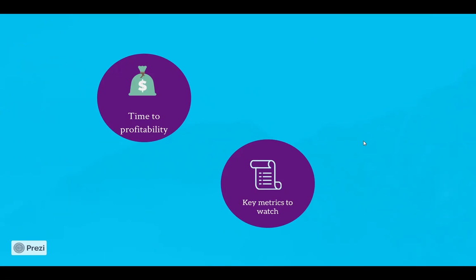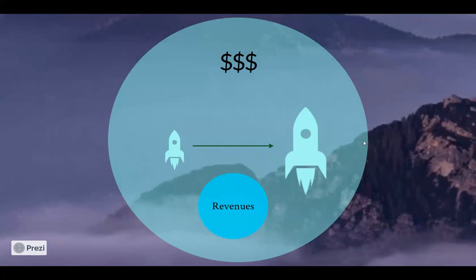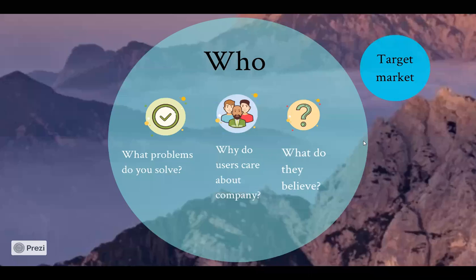Also, it's a great time to think about how can I shorten my time to profitability? What could I do now that might speed that up? Other things include the key metrics that you're going to watch and what you're going to measure. Is it your cost per sale, your cost per lead? What other metrics do you need to look at as a business?